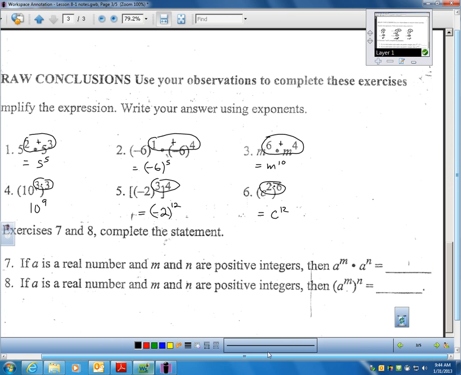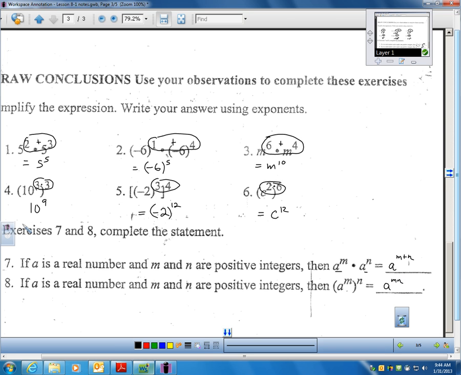So, if I have the same base, like I do here, and I'm multiplying, I should just add the exponents. I misspoke here, if I have power to power, I just multiply the exponents.